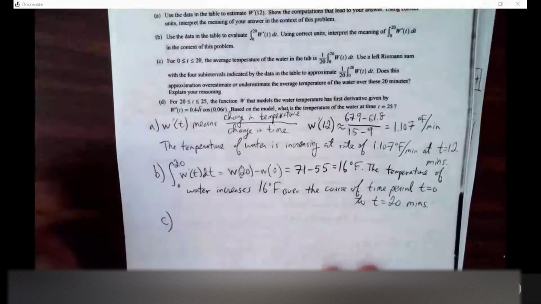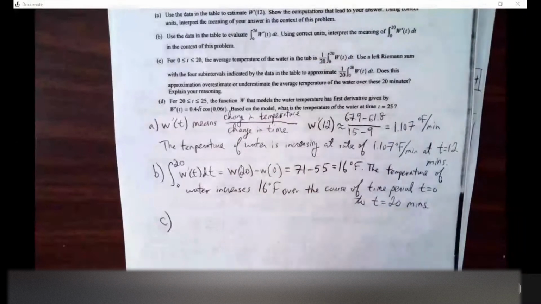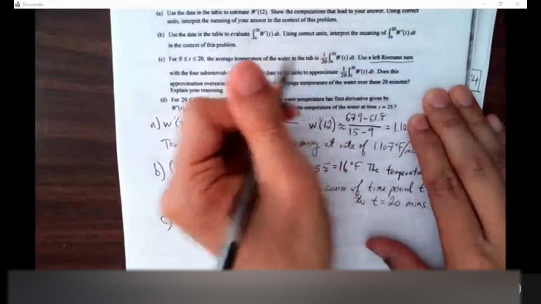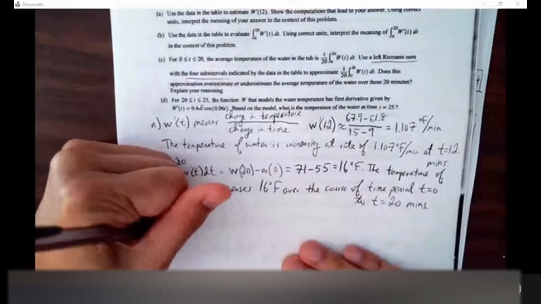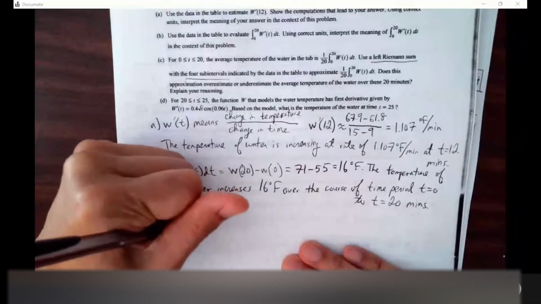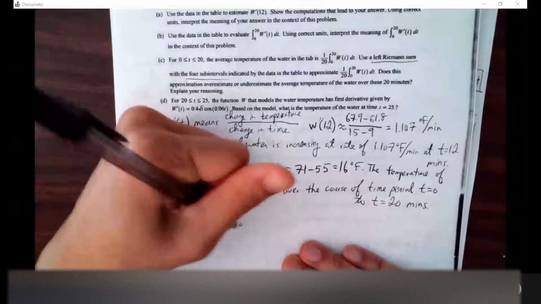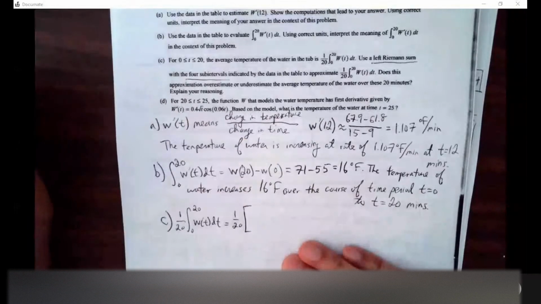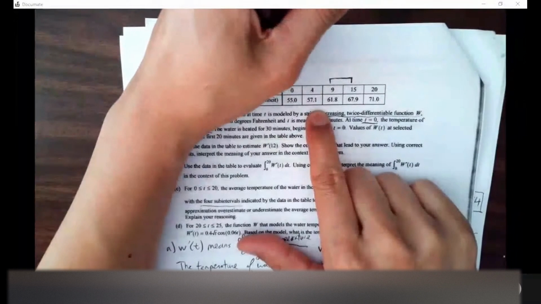Okay, let's do one more section here, part C. Between 0 and 20, the average temperature is given by this average value formula here. Use a left Riemann sum. Okay, so now we can use a left Riemann sum because we actually have W of t to read off of, with 4 subintervals. I'll push the 1 over 20 out in front, and then I'm going to use Riemann sums to approximate the area under that W of t graph. Okay, so 4 subintervals here.